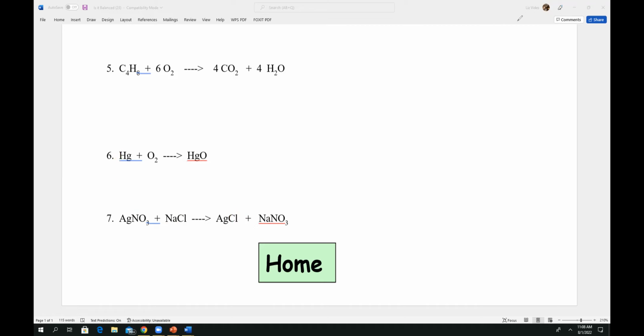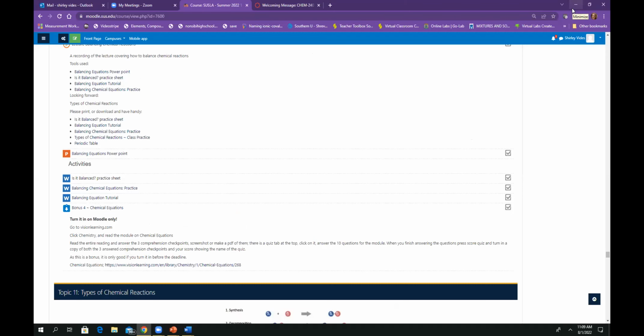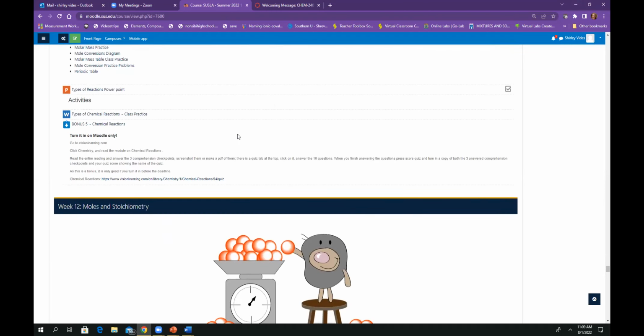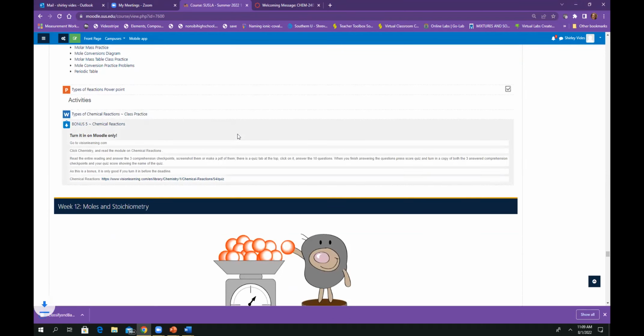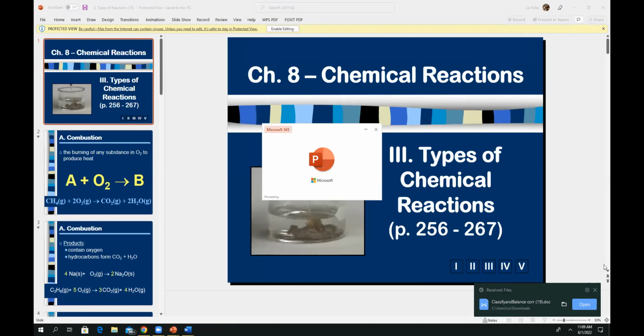Now, it always is helpful when you're balancing to know what kind of equation, what kind of reaction you have, and that's what we're going to look at next. Right here, these are the 5 types: synthesis, decomposition, single replacement, double replacement, and combustion. For those, we're going to look at the PowerPoint real quick, and then we're going to use the classified balance sheet.